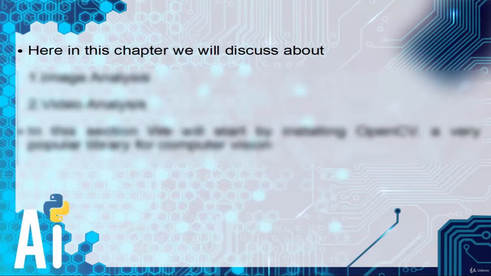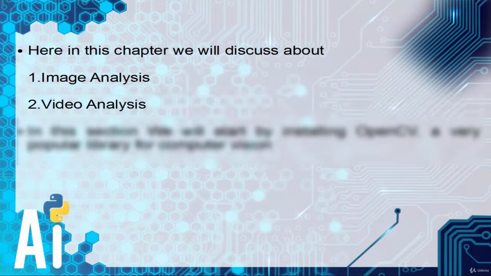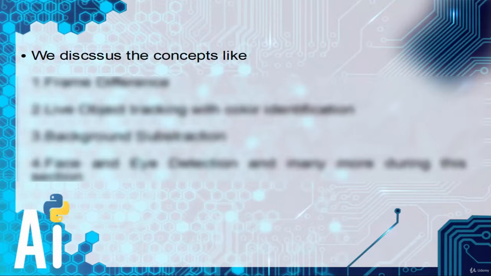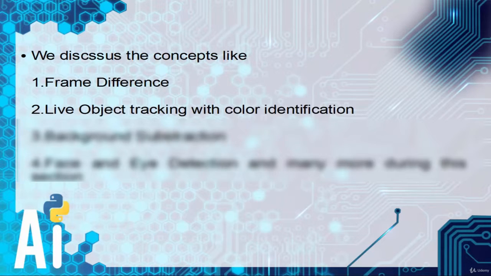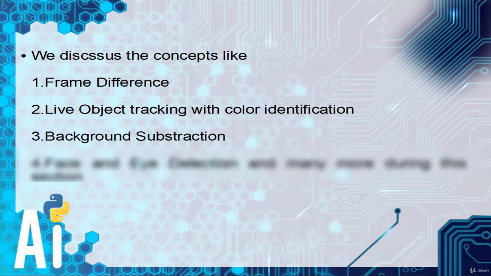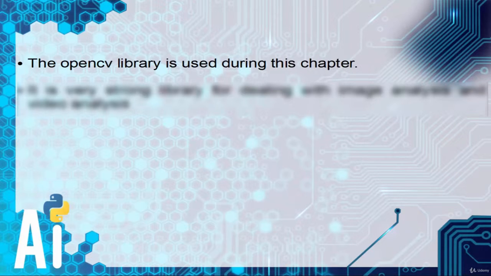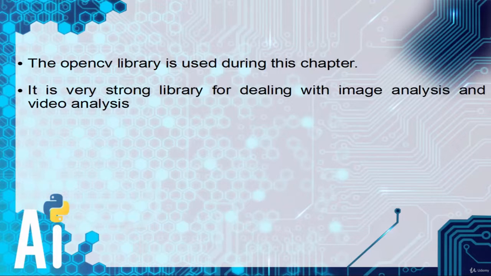So in this course, we will see image analysis and video analysis. In this section of the course, we will start by installing OpenCV, a very popular library for computer vision. We will discuss concepts like frame difference, live object tracking with color identification, background subtraction, face and eye detection, and many more. The OpenCV library is used during this chapter. OpenCV is a very strong library for dealing with image analysis and video analysis.